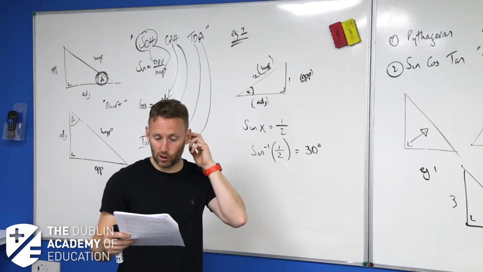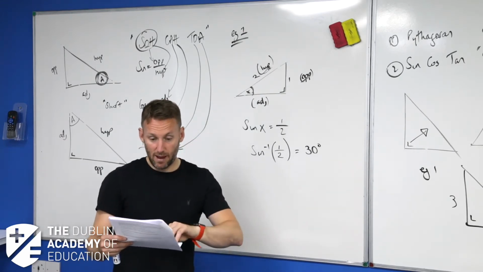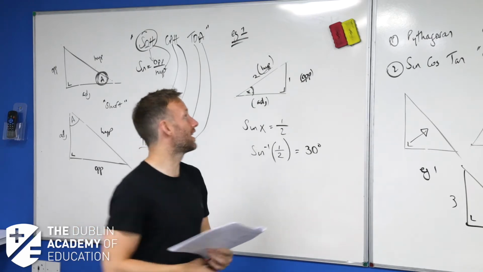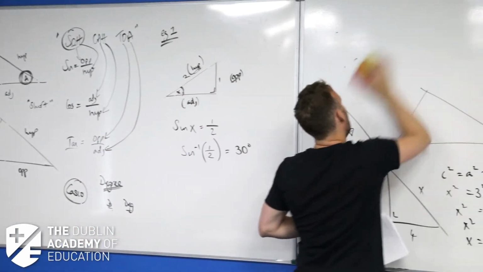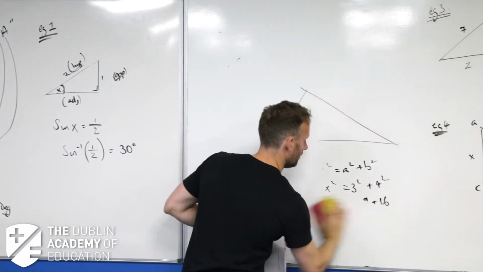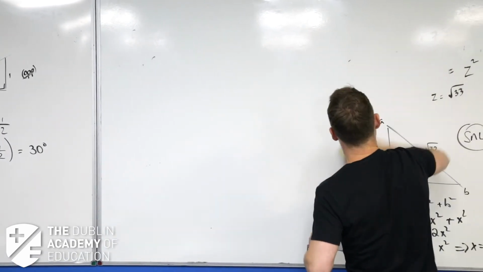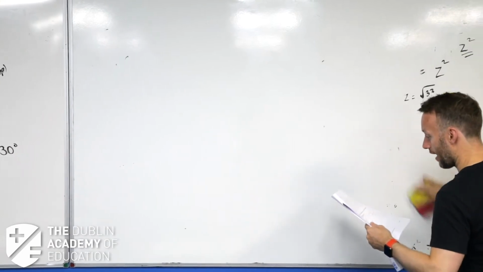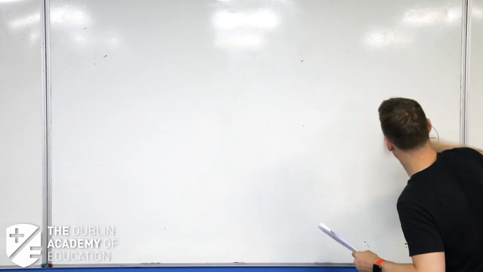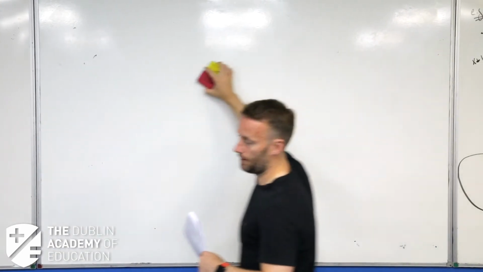And if you have a look at maybe page 11, and we'll have a look at example 2. And example 2, we're asked to find the angle BAC. Okay, so we're asked to find the angle BAC.